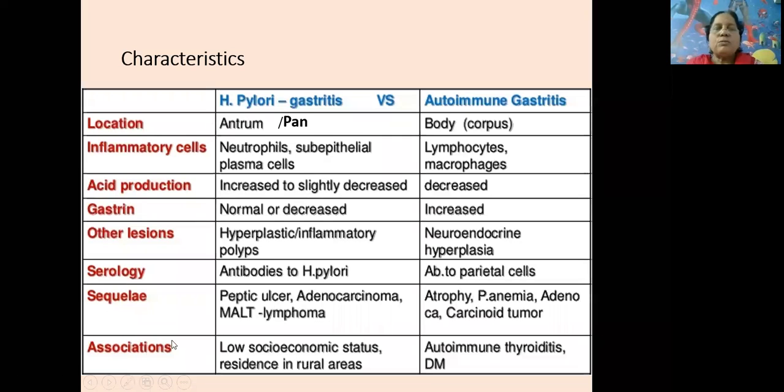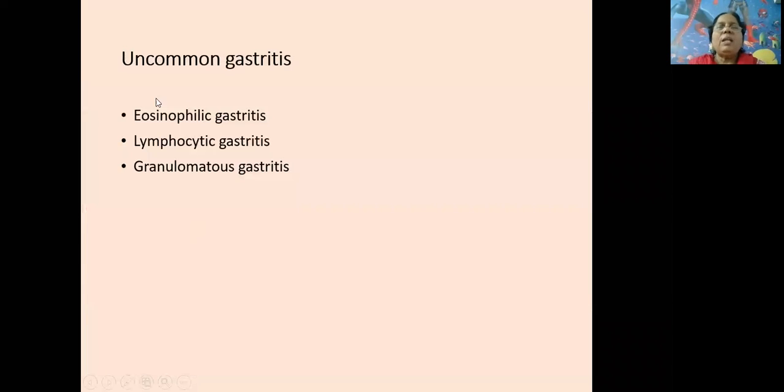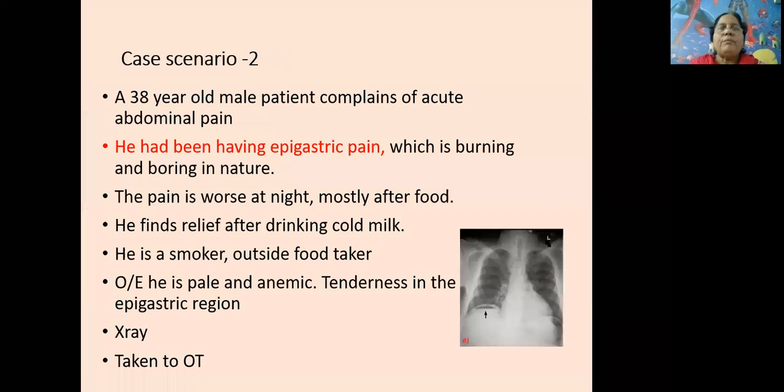What is the association? Low socioeconomic status, and residency in a rural area. Here, autoimmune nature like thyroiditis, diabetes, etc. So these are the differences between those two. And other common gastritis are eosinophilic gastritis, lymphocytic gastritis, and granulomatous gastritis. I am not going into the detail of it. Just remember that. This is another case.